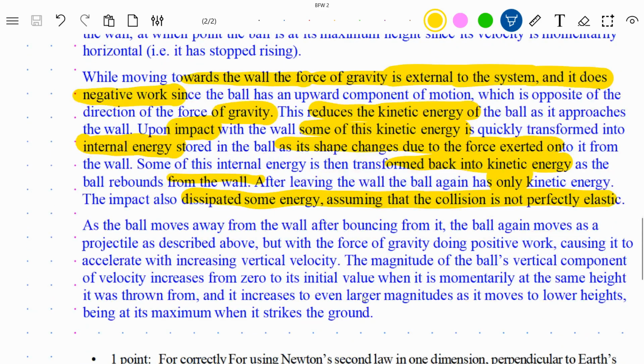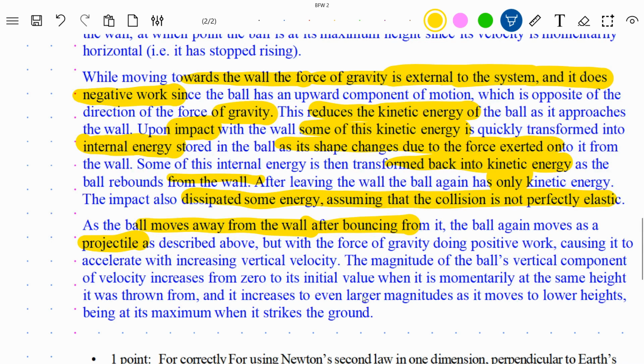So then I go into my third part, and of course that second part was largely about energy. The focus there was absolutely on energy. So this final part here, just to wrap things up: I've addressed approaching the wall, I've addressed that brief interval of time that it's in contact with the wall. So let me now talk about that third part of the motion, if you want to think of it that way. So the ball is now moving away from the wall after bouncing from it. So what's happening here is it's much more simple. The ball again moves as a projectile, as described above.